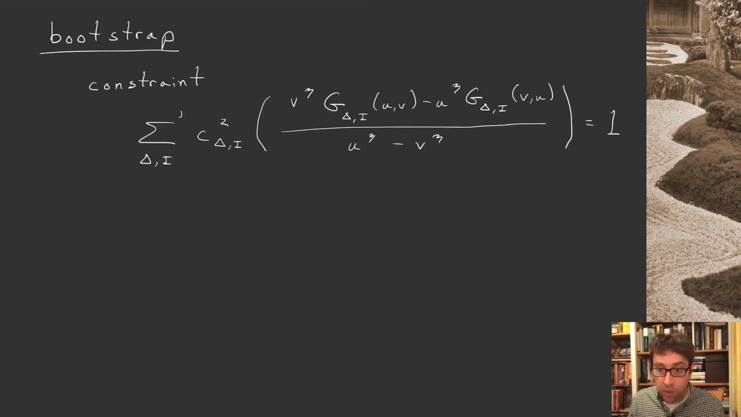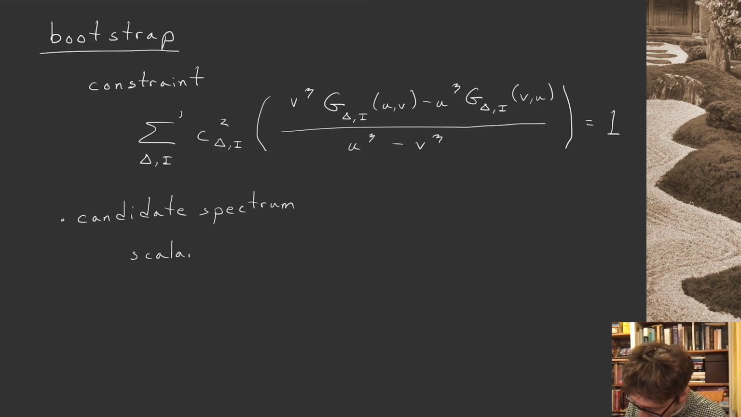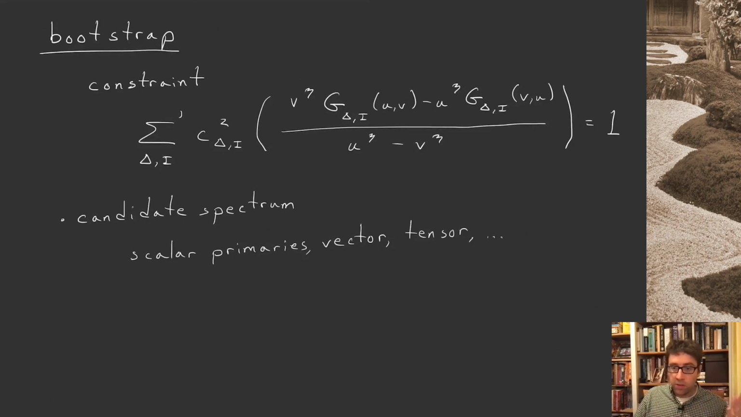So let's say that we have a proposal. We have a candidate spectrum. You've come to me with some list of scalar primary operators, possibly infinite. You've come to me with some lists of vector primaries, spin 2 primaries, tensor primaries, and so forth. This list could be very large. It's probably infinite. You're probably going to need an infinite number of primary operators to satisfy this constraint. And we'd like to check whether we can or not.